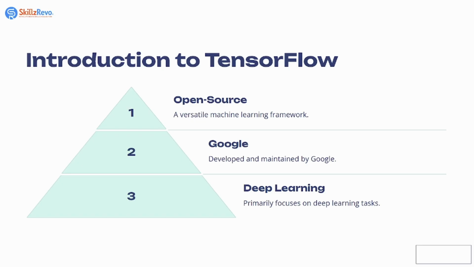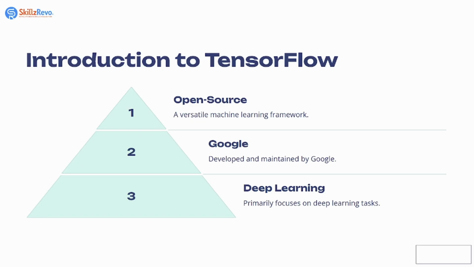TensorFlow is a library made by Google, and it is used for deep learning, which is a more advanced form of machine learning. It can be used for building a neural network. A neural network is a model inspired by how our brain works. It simply mimics our human brain.